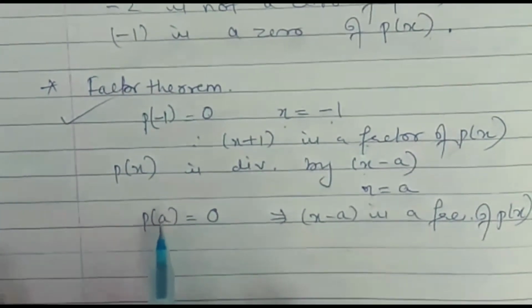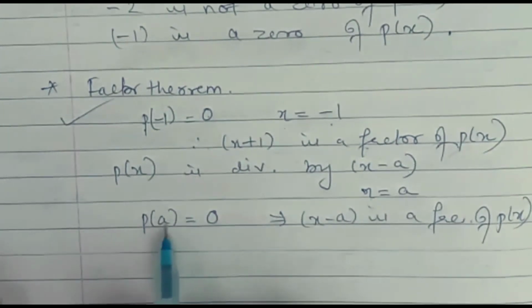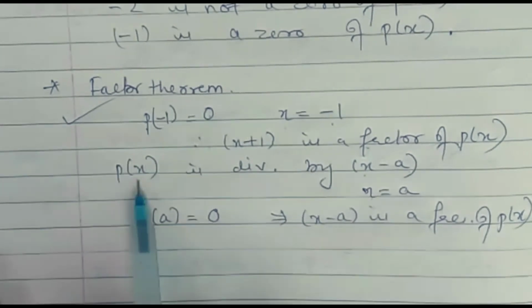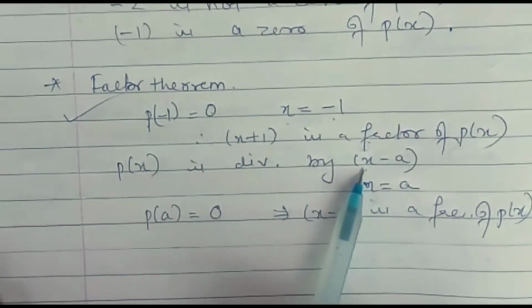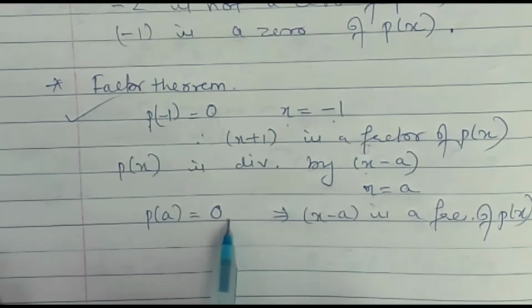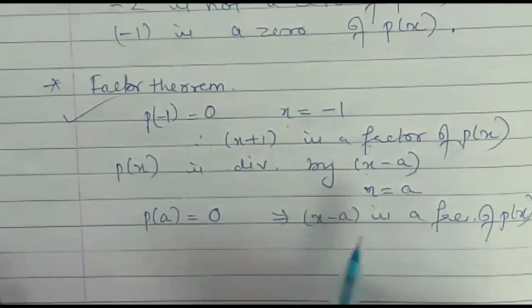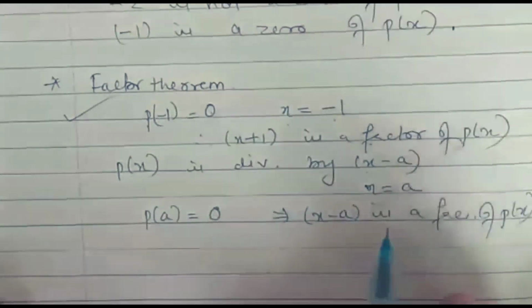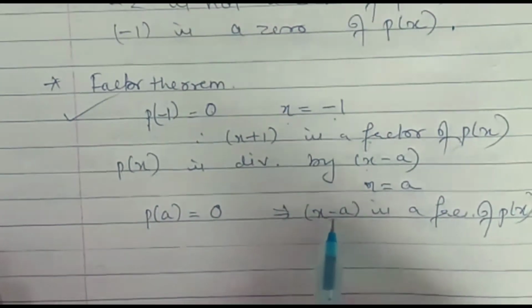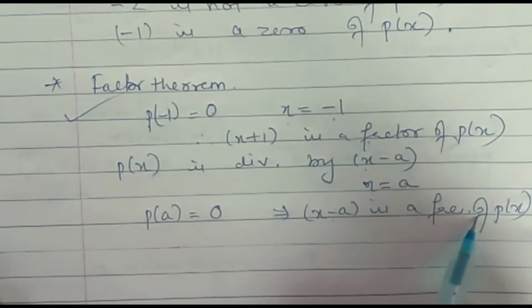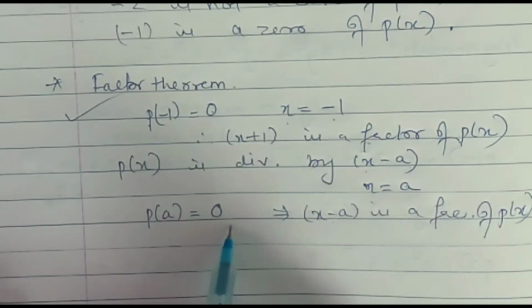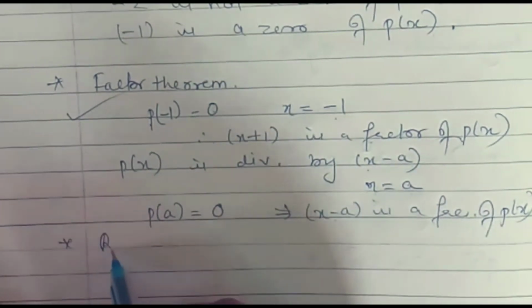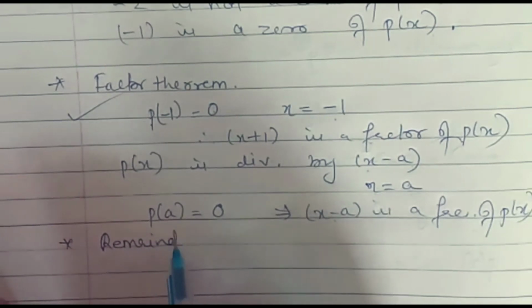Again, I am telling you, the reverse of the situation is also true. One side we have told that when polynomial p of x is divided by x minus a, and if the remainder p of a is equal to 0, then x minus a is a factor of the polynomial p of x. I can also say the converse of the statement in this way: if x minus a is a factor of p of x, then p of a will definitely be 0. Same way, let us learn the remainder theorem.